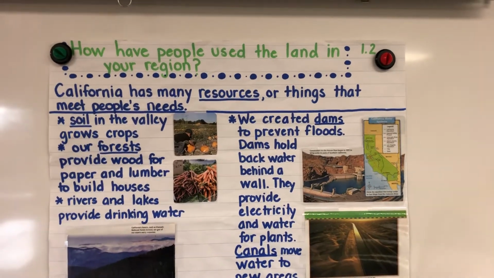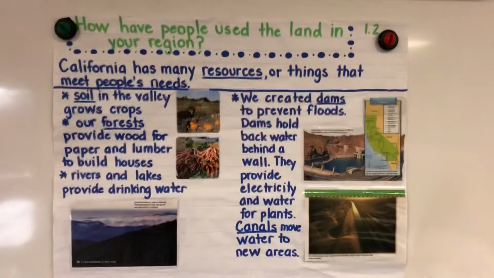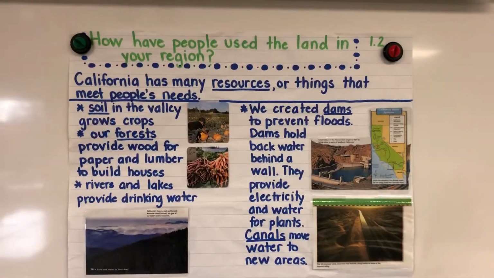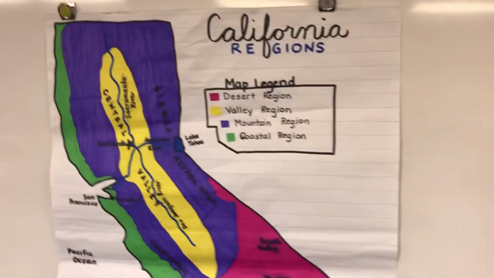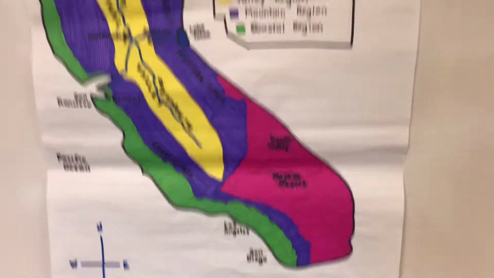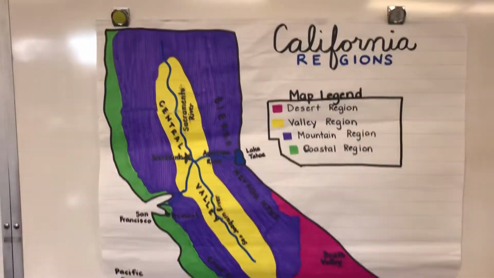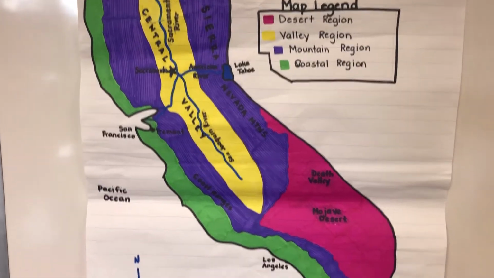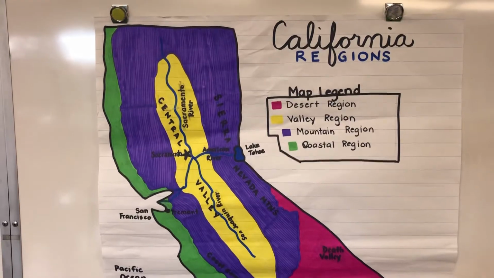Since we've been talking all about the regions of California, we want to examine more, how do people use the land in those regions? Now, just to review, the regions in California are the desert region down here in pink, the valley region right there in yellow, the mountain region in purple, and the coastal region all along the coast with the Pacific Ocean in green.